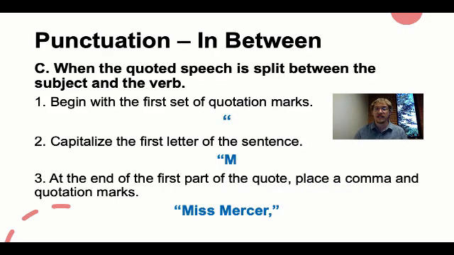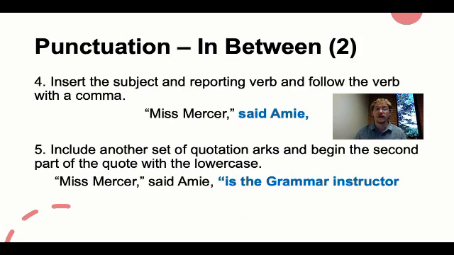When the quoted speech is split between the subject and the verb, begin with the first set of quotation marks, capitalize the first letter of the sentence, then at the end of the first part of the quote, place a comma and close the quotation marks. Okay, step 4, insert the subject and reporting verb and follow the verb with a comma. "Miss Mercer," said Amy. And then we have more to say, like Amy said a whole sentence.